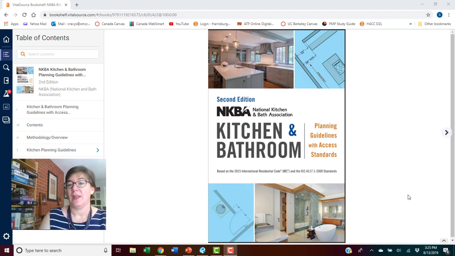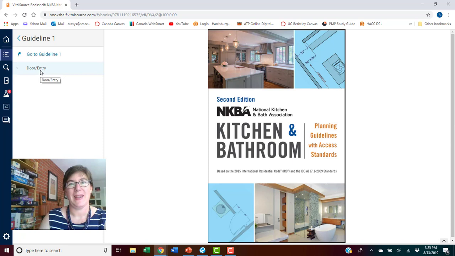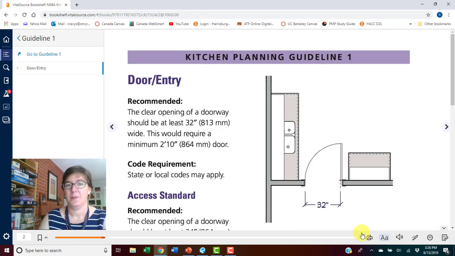So what we have here is the second edition planning guidelines, and I'm going to start today with kitchen planning guideline number 1. So here we have kitchen planning guideline number 1, and I'm going to zoom in so we can read it. This guideline is pretty simple.